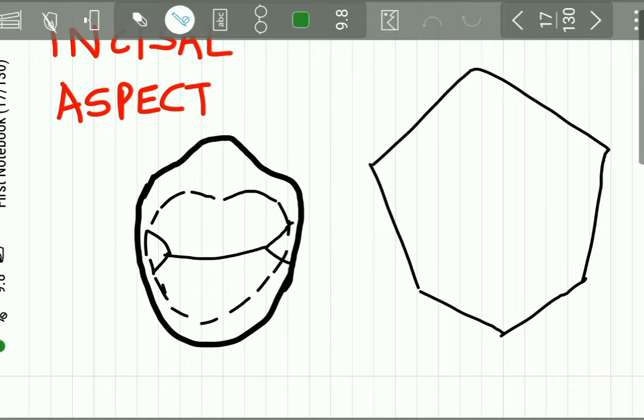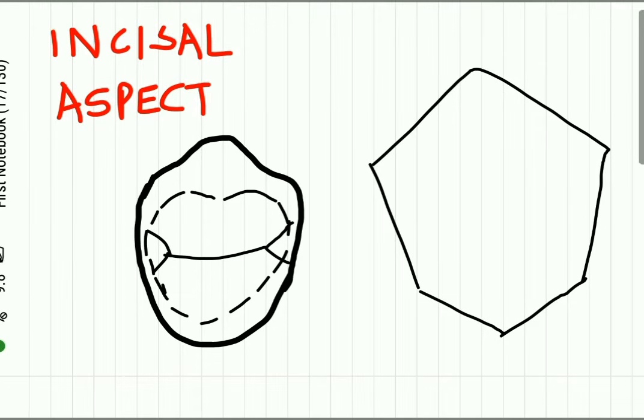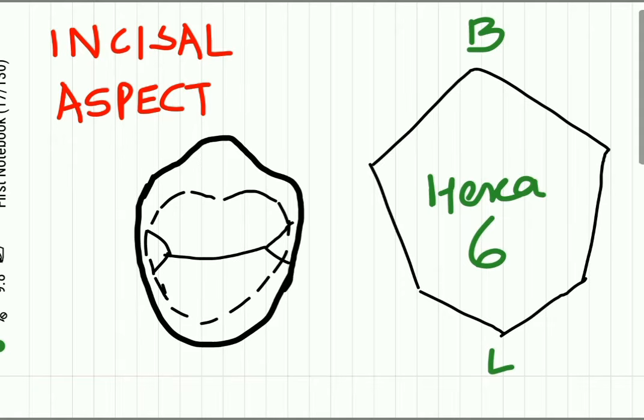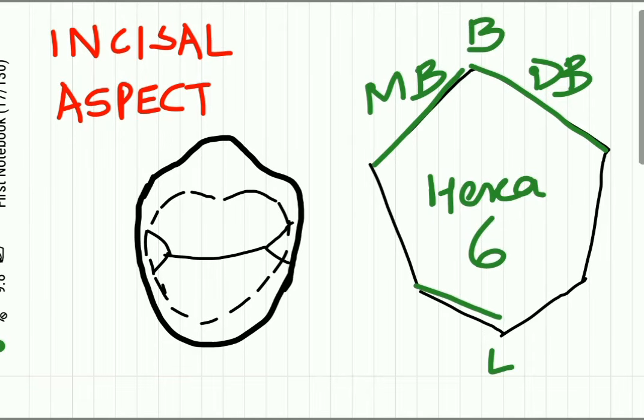Now, the occlusal aspect of the maxillary first premolar may resemble a hexagon, a six-sided figure. Now, all sides of this hexagon are not equal. Suppose this is the buccal aspect, this is the lingual aspect, then the mesiobuccal side is shorter than the distobuccal side, and the mesiolingual side is shorter than the distolingual side.